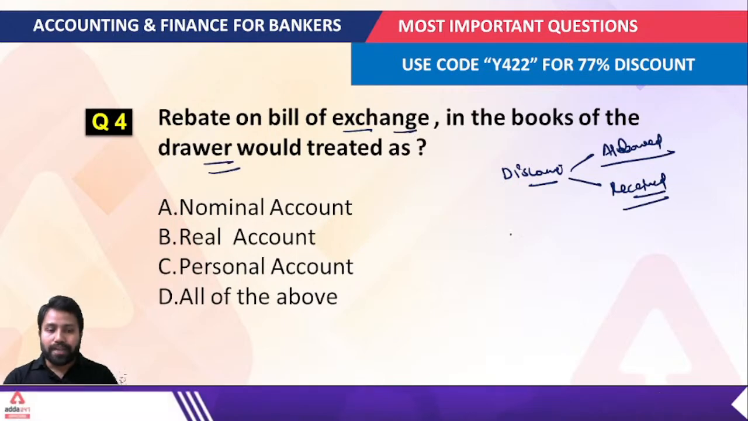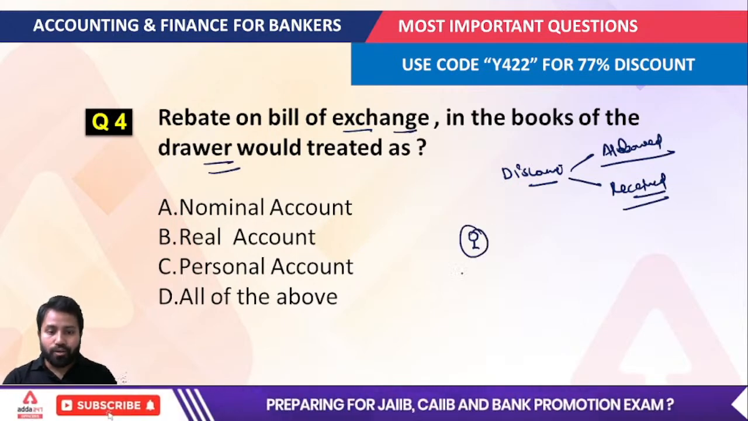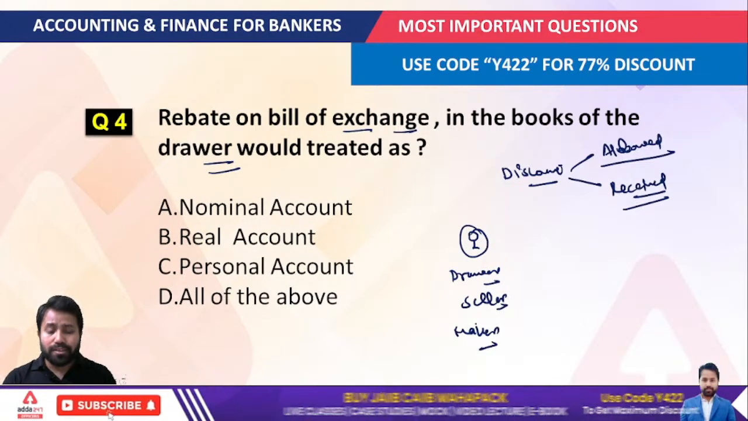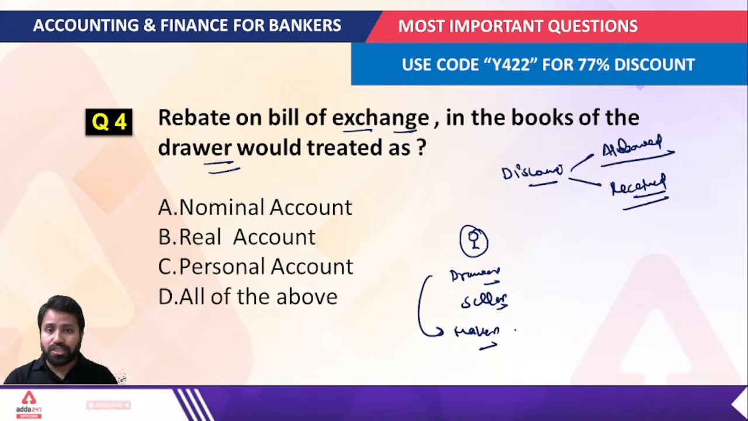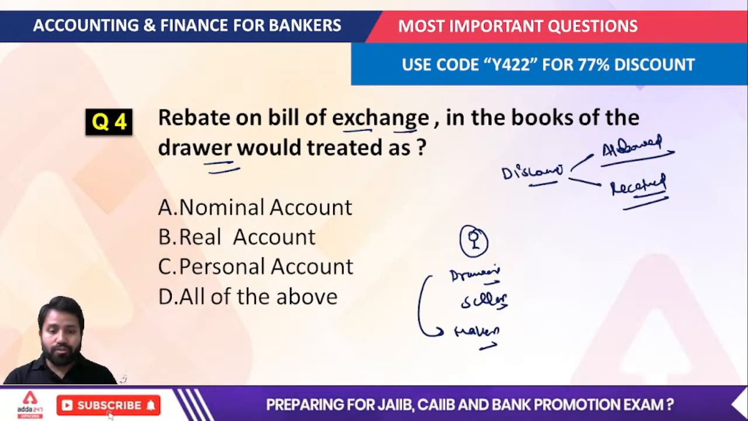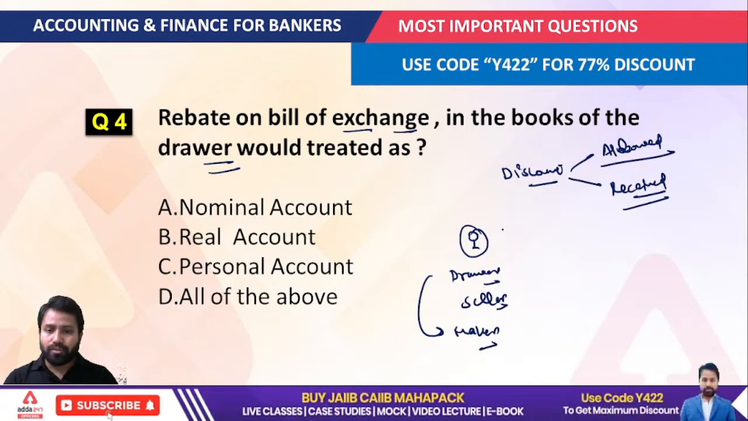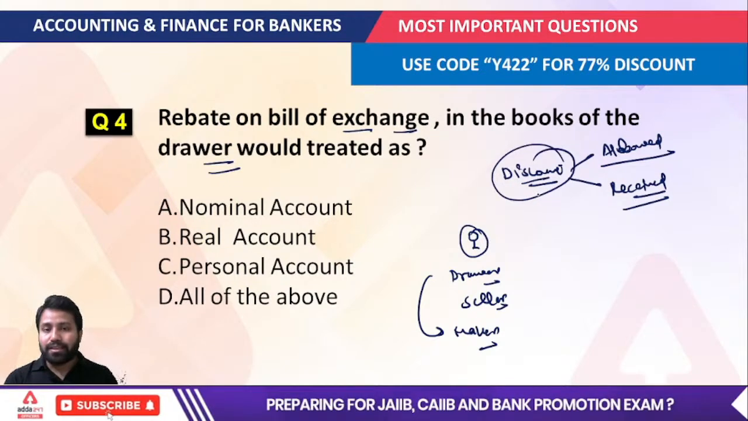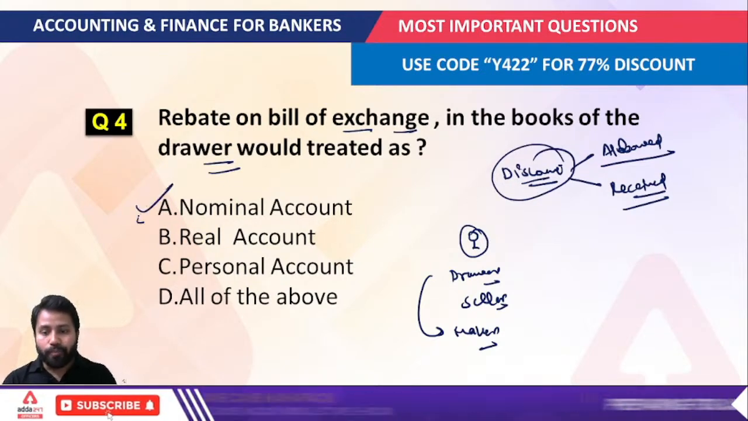Whenever we are talking about the rebate on the bill of exchange in the books of the drawer, that means the drawer is actually the seller, because the drawer is the maker of the bill of exchange. If the drawer is giving the rebate on the bill of exchange, it is a kind of discount, and here that would be the nominal account.